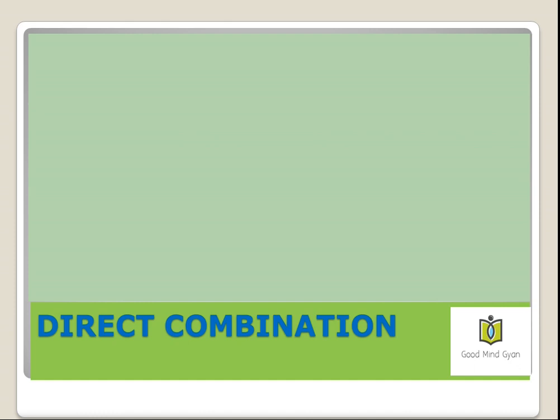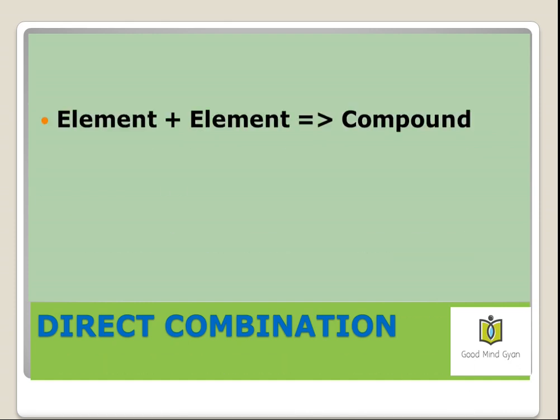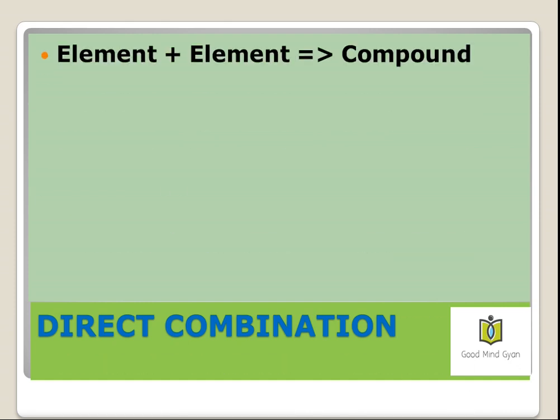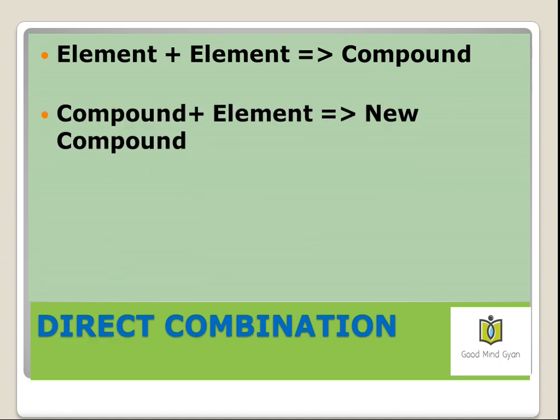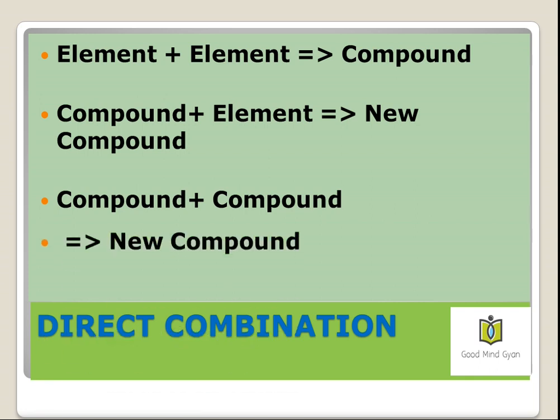What is direct combination? Let us go into its details. In a direct combination, you can have two elements combining to form a compound. You can have a compound combining with an element to form a new compound, or else you can have a compound combining with a compound to form a new compound.